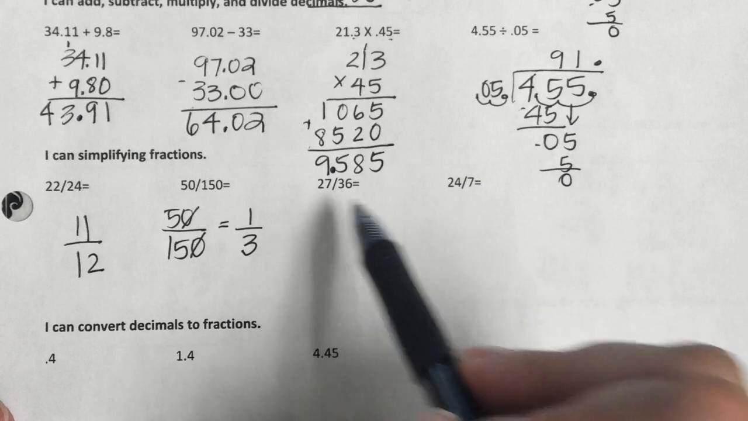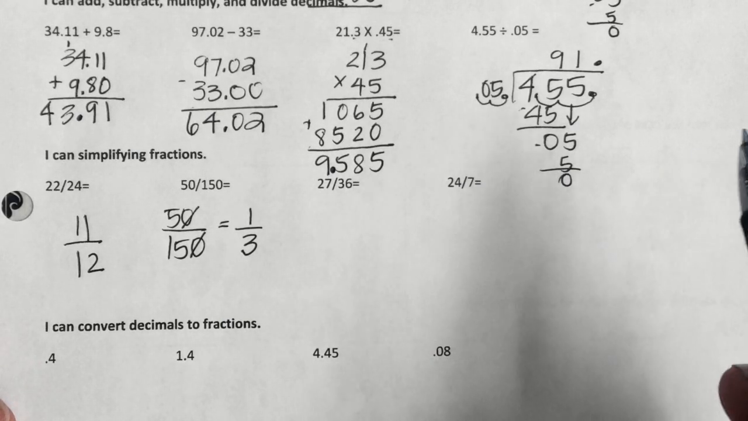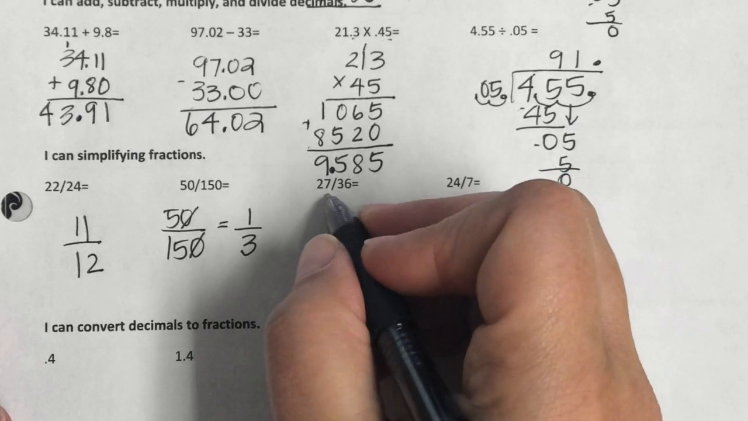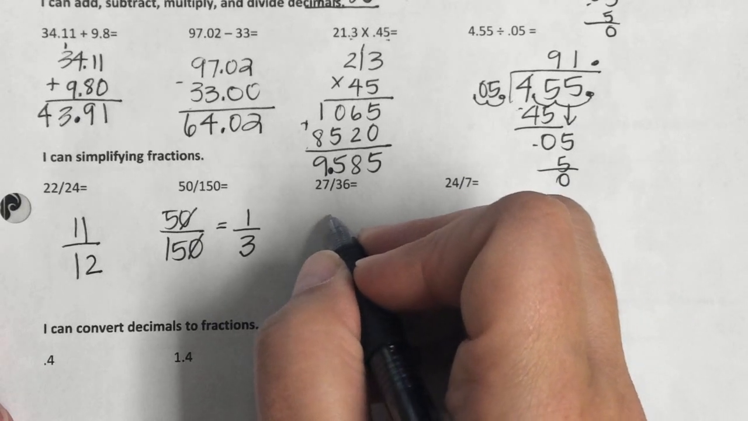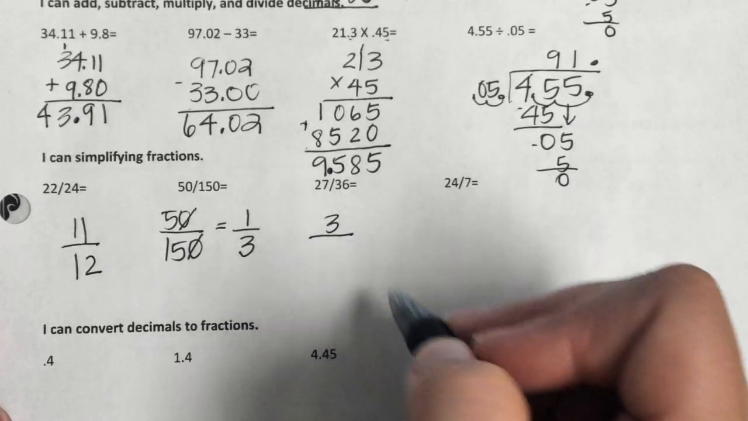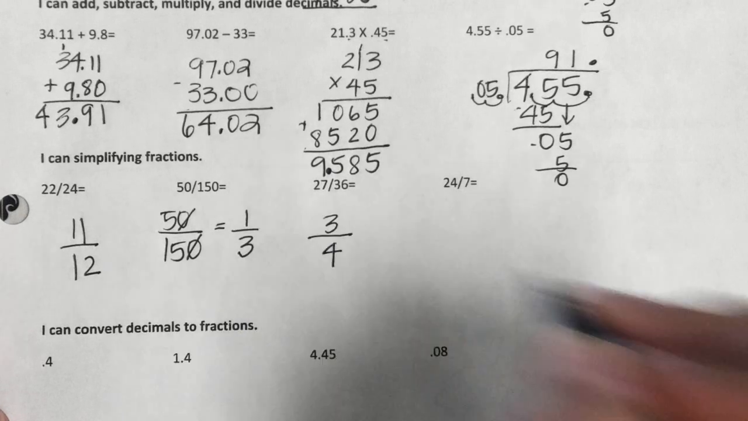Okay, what's my largest number that will go into 27 and 36? 9. Very good. So 9 goes into 27 3 times. 9 goes into 36 4 times.